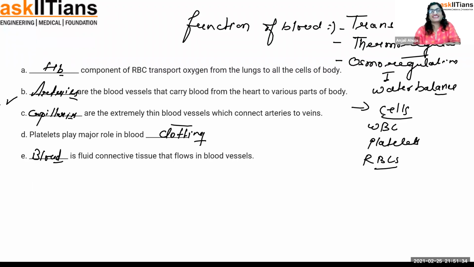Okay, nothing is missed. These are the fill in the blanks that you did not see. I spoke it up, but you can read it. Actually, I was talking about the function of blood and I wrote everything, and all the time I was speaking. So I'm pretty sure you could listen to me very carefully. Next is hemoglobin, component of RBC, transports oxygen from lungs to all of the body parts. Arteries are the blood vessels that carry blood away from the heart. Capillaries are extremely thin blood vessels. Platelets play a major role in blood clotting. Blood is the fluid connective tissue.